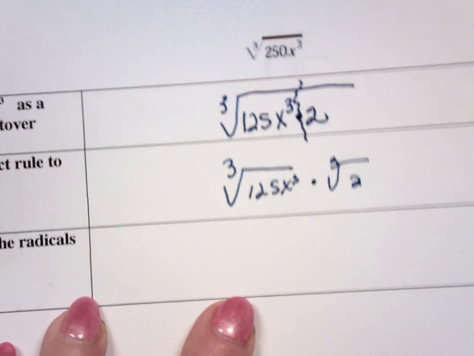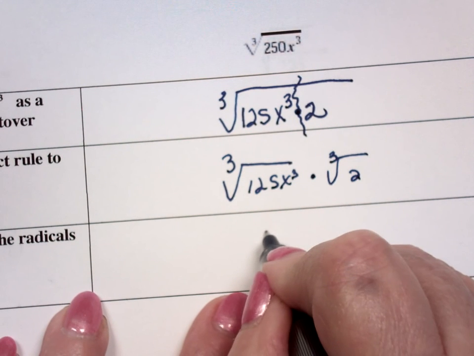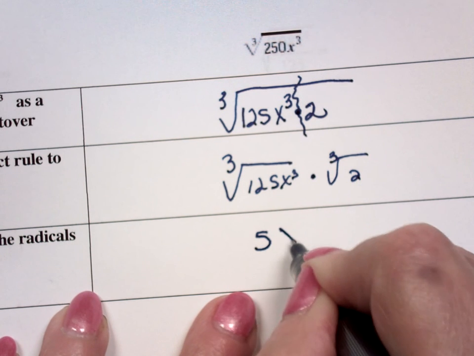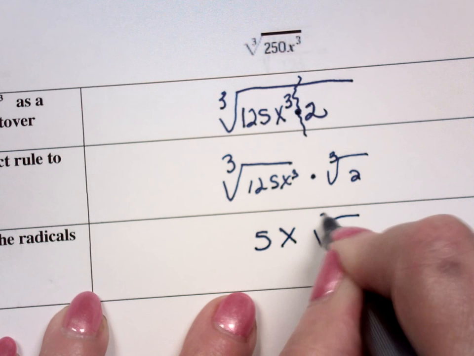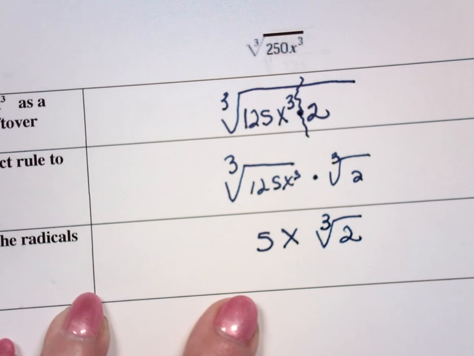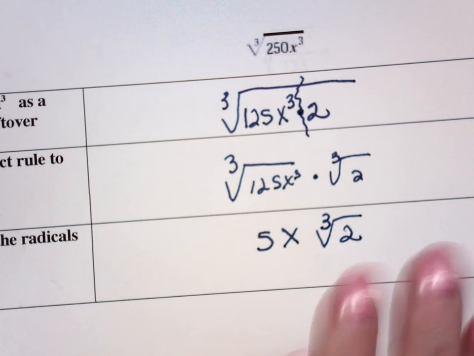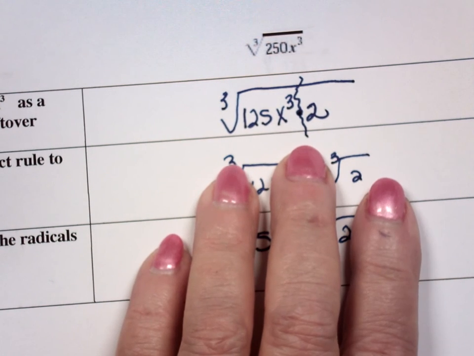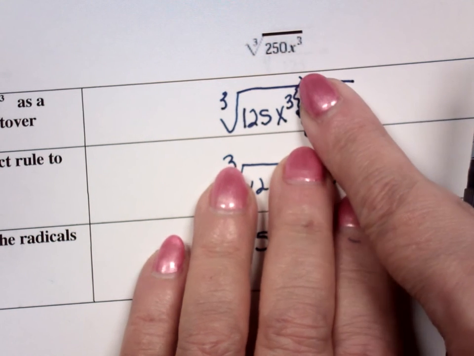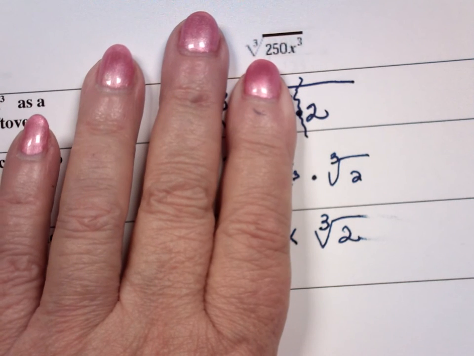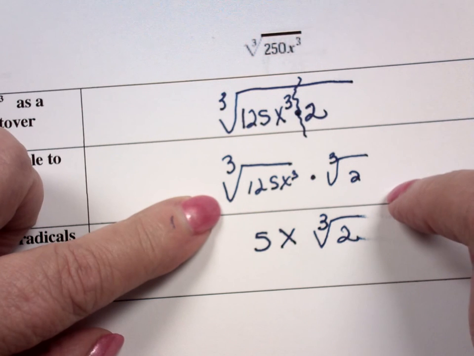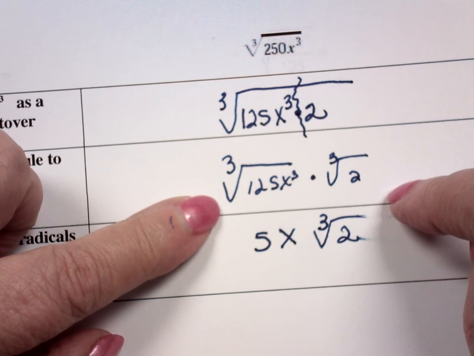Now I take the cube root of 125, which is 5, and the cube root of x cubed, which is x, and then the leftover is the cube root of 2. Now for myself, I only need to take it down to this, and then I basically know I'm taking the cube root of this front part, and then this back part is what's left. But the concept is, it breaks into two pieces. That's the concept.